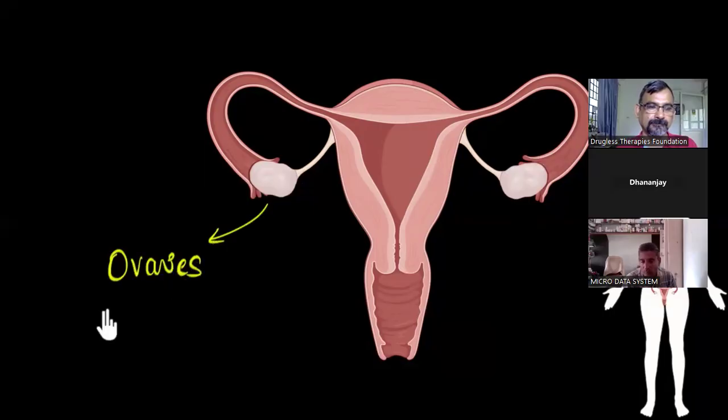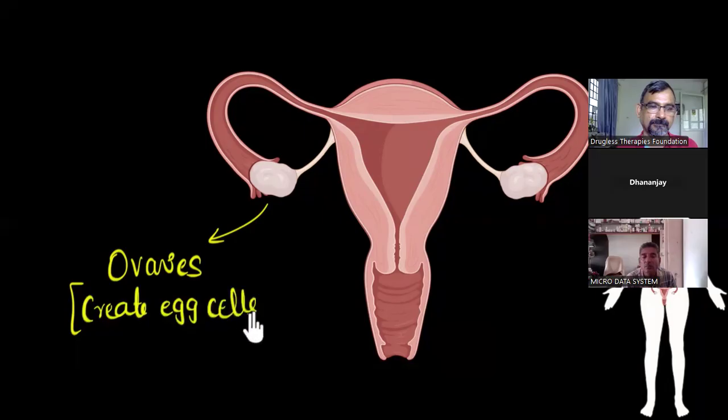What do ovaries do? One of their main jobs is to create egg cells, which are basically the female gametes. Once girls obtain puberty, basically when their sexual organs start maturing, the ovaries will release, on average, about one egg per month.